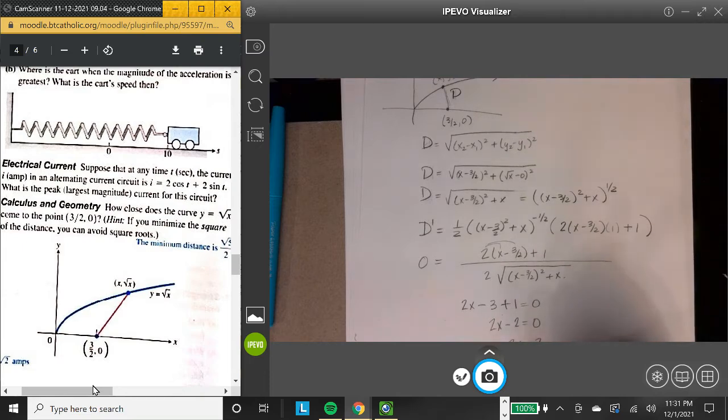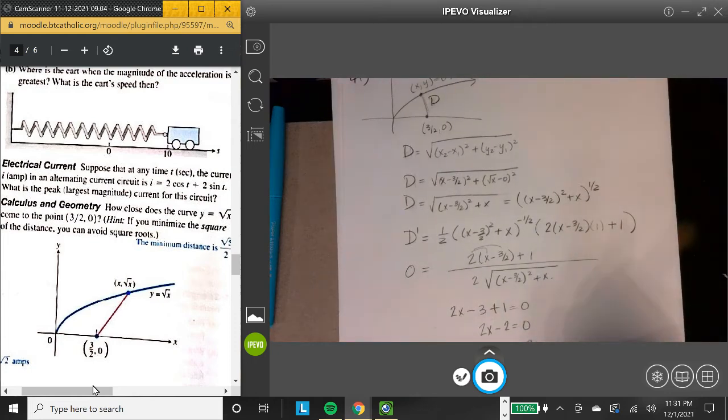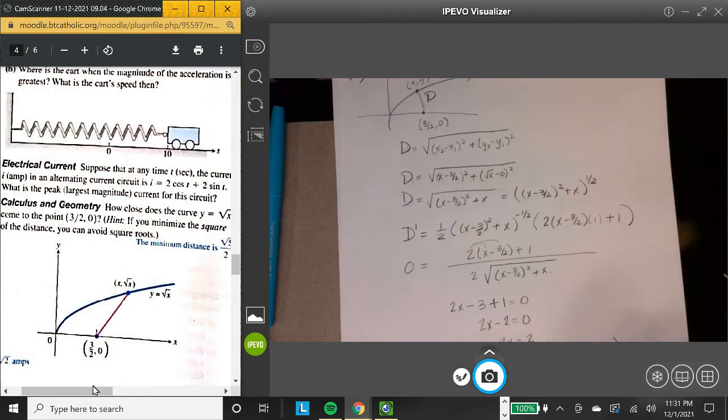Right? Because, you know, the point is x, root x. Right? So it's going to be 1, comma 1. Can it be that simple? Well, we need the minimum distance. That's what the book's asking for, right?